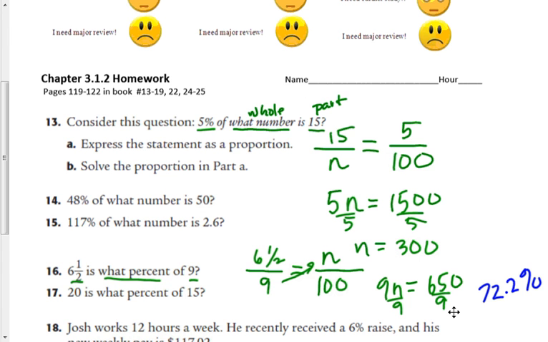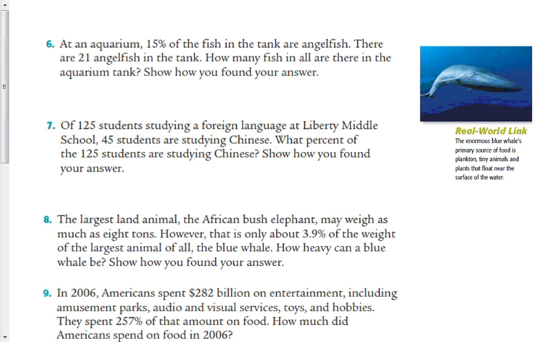All right, let's put that into work solving some problems now. Problems create a little bit different deal here. It's a little bit harder to tell what is the part and what is the whole. Let's go back to page 10 at the top. It says that in an aquarium, 15% of the fish in the tank are angelfish. There are 21 angelfish in the tank. How many fish are there in the aquarium tank? Show how you found your answer.